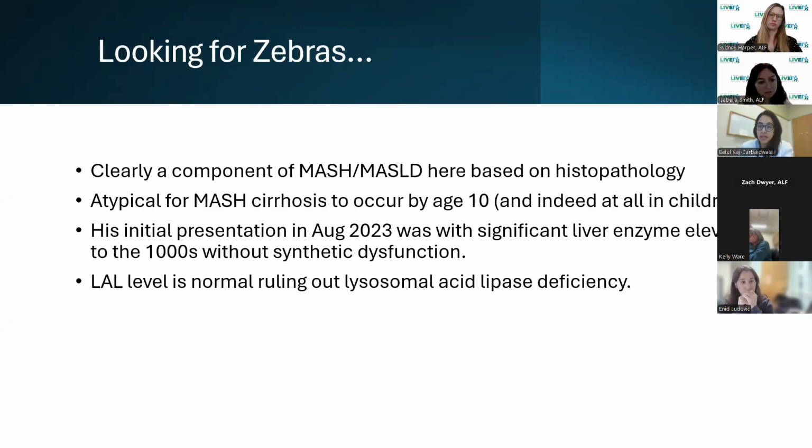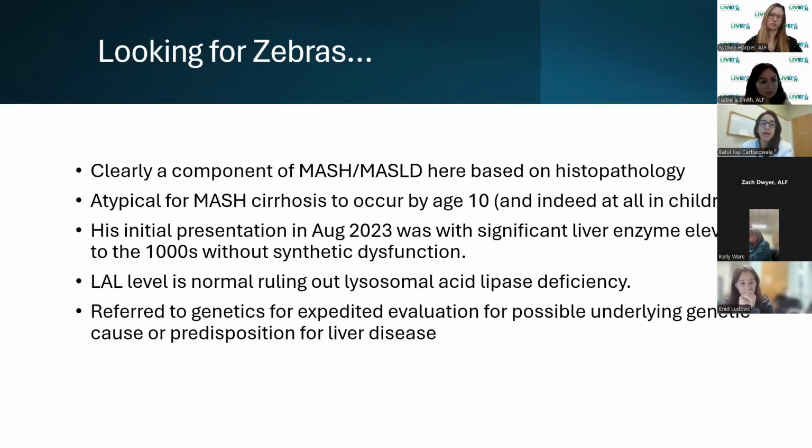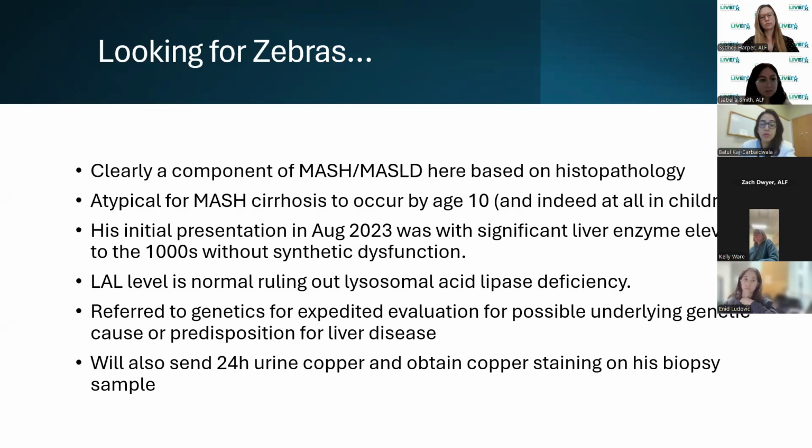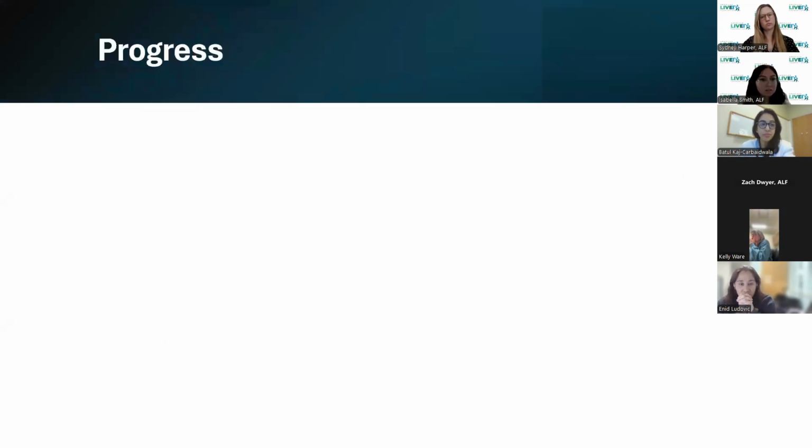I did send his lysosomal acid lipase level. That was normal. I did send him to genetics. He has had a genetic workup, and weirdly enough, nothing has come up at all. His genetic testing is completely negative. We sent 24-hour urine copper looking for Wilson's disease. We did copper staining on his biopsies. We sent some extra stains on his biopsies. And I will tell you that nothing has come up at all.